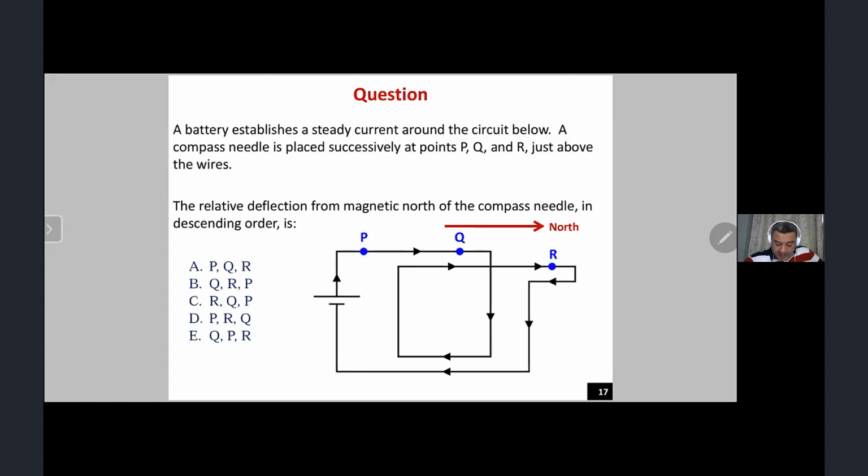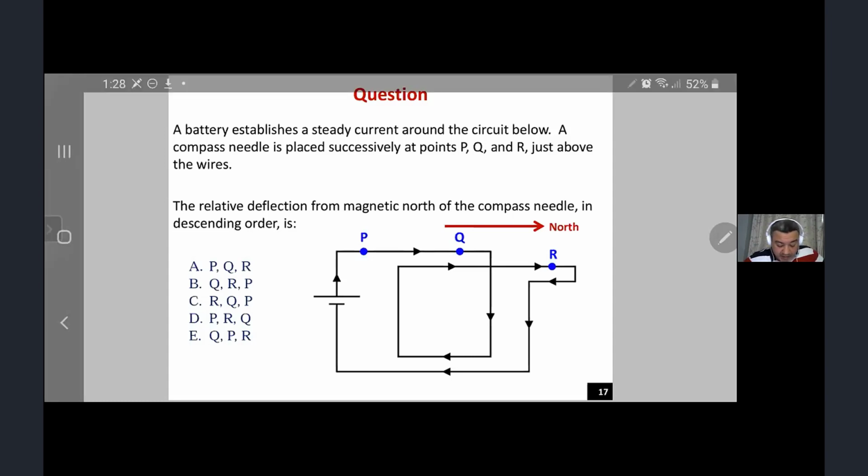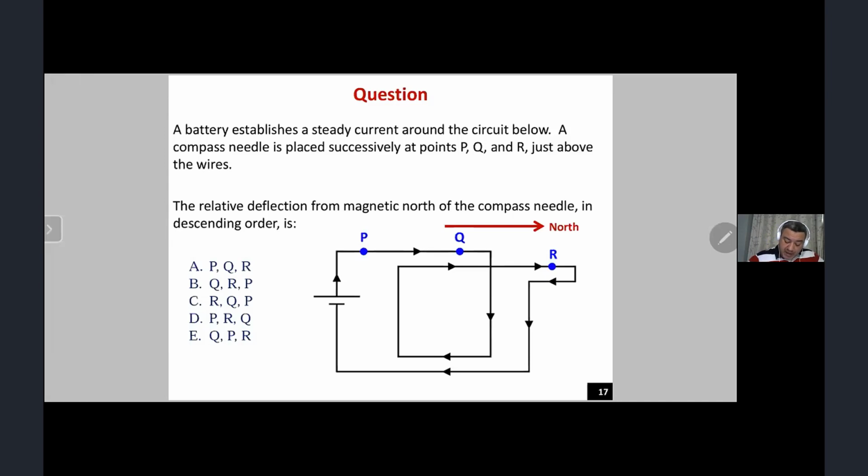If I have this wire that has this current going through, and I would like to rank the deflection of my compass. I have a compass that I am putting right on top at those locations, P, Q, and R. I want to rank them in terms of how strong the compass will be deflected. So I will rank them in descending order, starting with the maximum deflection, medium deflection, and minimal deflection.